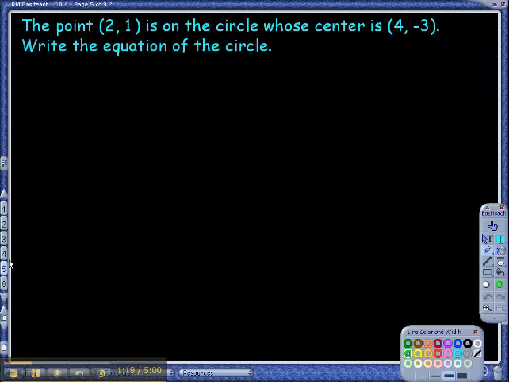Now, for the next one, we're told that we have the point that is on the circle, and we know its center. We're going to write the equation of the circle. Now this one's a little bit different because we don't know the radius, but we do know a point that's on the circle. So to write an equation of a circle, we need to first find that radius. The radius, we can use that distance formula to find the difference in the x value squared and the difference in the y value squared using that distance formula to get there.